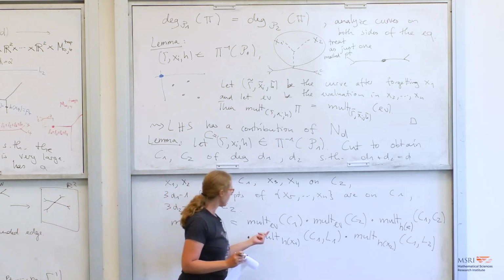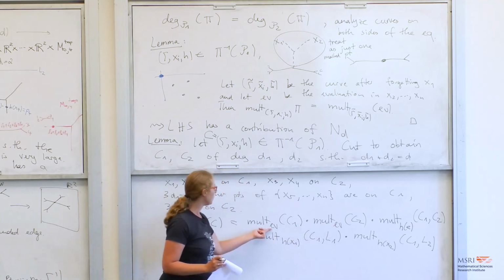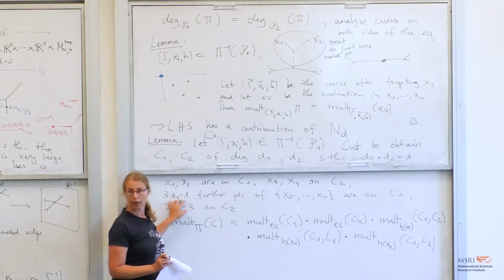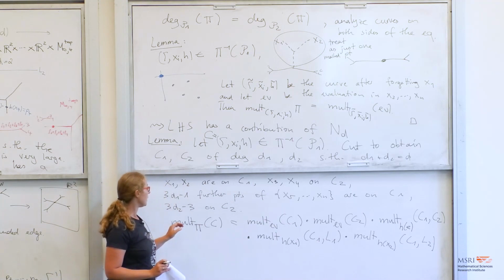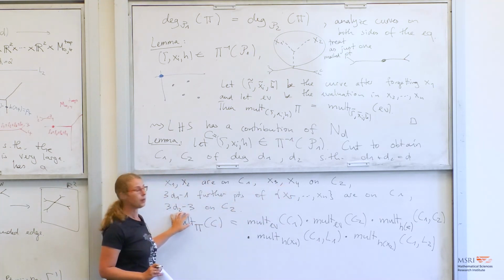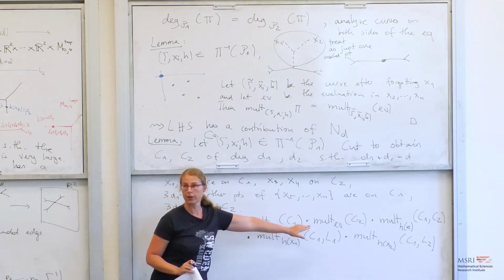And I'm slightly abusing notation here by just calling this EV. EV is supposed to be the evaluation at the 3D1 minus 1 points that I have in C1. And this EV here is supposed to be the evaluation on x3, x4, and the 3D2 minus 3 further points from here, which are on C2. Yeah?